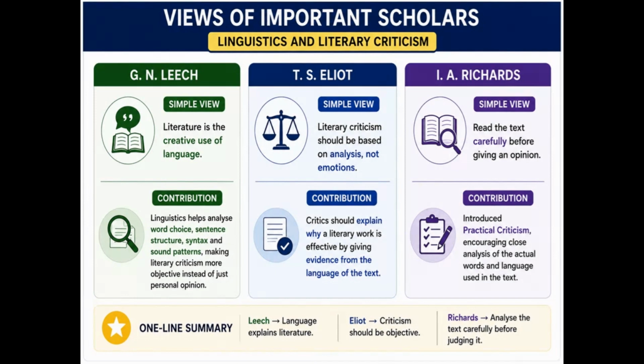T.S. Eliot criticized old criticism. He said many critics were emotional and subjective. They lacked objectivity. He said critics should explain why a literary work is effective by giving evidence from the language of the text. I.A. Richards introduced practical criticism. He encouraged close reading of texts. According to him, students should analyze the actual words, not depend only on the author's reputation.